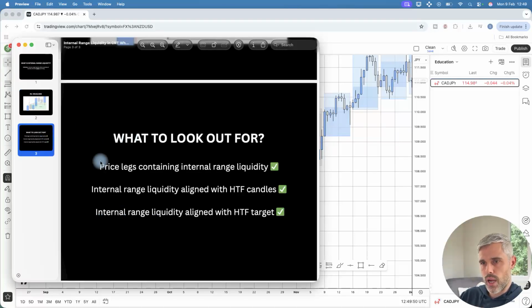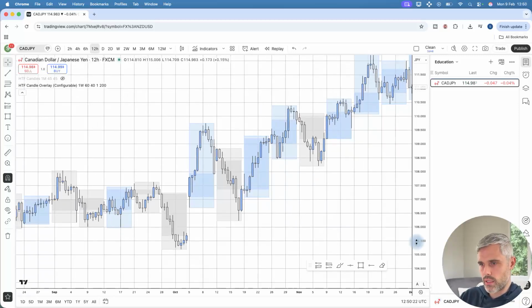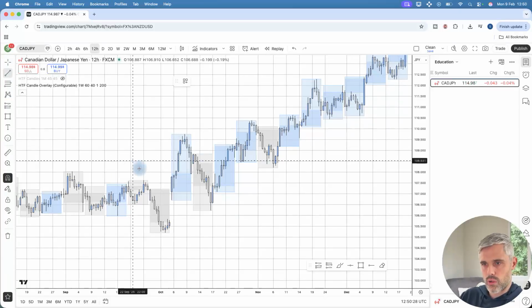So what to look for? Price legs that contain internal range liquidity. Internal range liquidity that aligns with our higher time frame candle closures. And lastly, internal range liquidity that is aligned with higher time frame targets. So it starts to become quite simple. We're trading higher time frame candle closures, higher time frame ideas. We're waiting for price legs to create in our favor, and then we're taking trades from points of internal range liquidity.